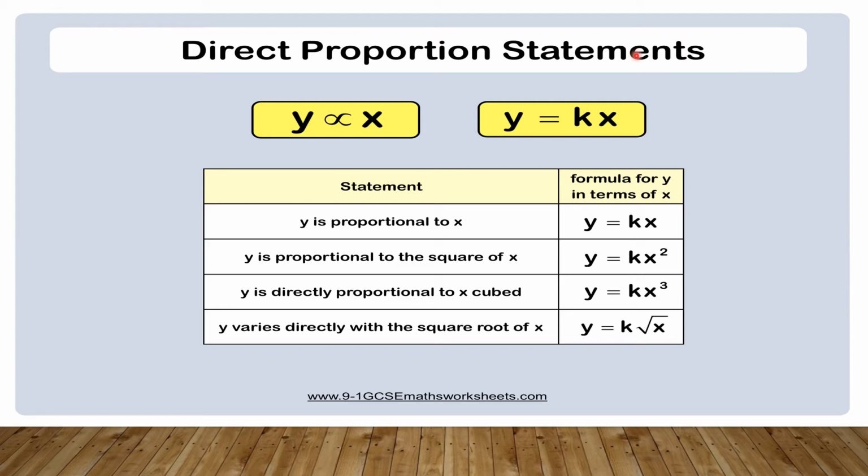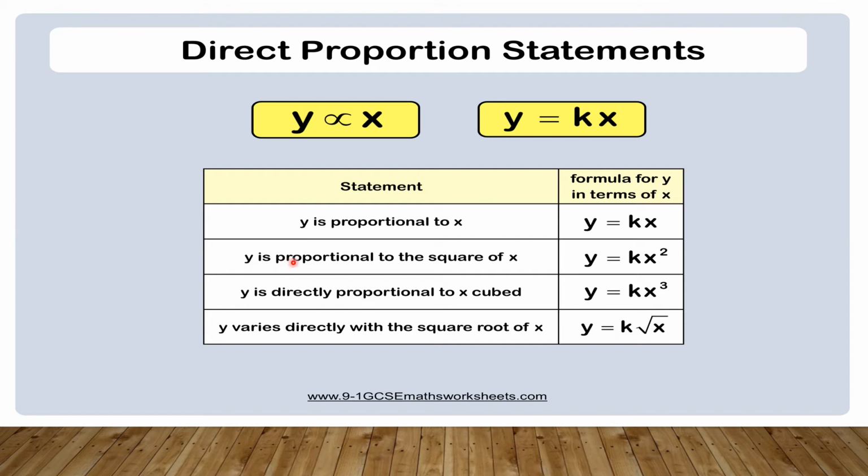Direct proportion statement in the previous slide, as I have told you, if we want to relate two quantities that are directly proportional to each other, we are going to write it in this way. और इसको हम कैसे लिख सकते हैं? In this way also. Here are some statements. y is proportional to x. हम उसको कैसे लिखेंगे? y is equal to kx. Formula of y in terms of x.